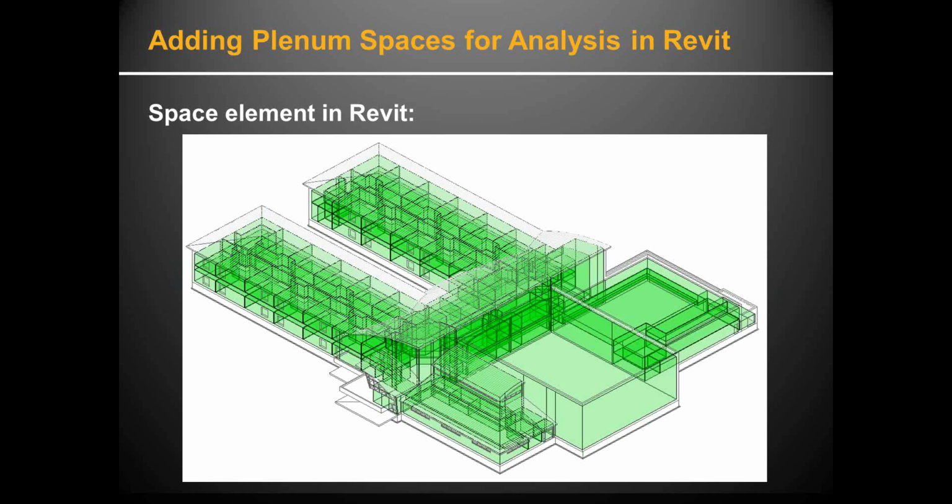The space element in Revit is similar to rooms. Revit Architecture has rooms. Revit MEP has rooms and spaces. This screenshot is as best as I can show you what spaces look like in 3D. This is the only way to do them in 3D, because the standard 3D view does not show spaces.